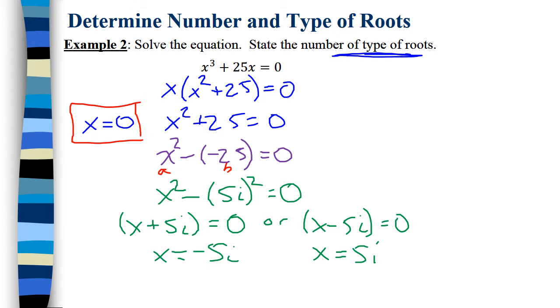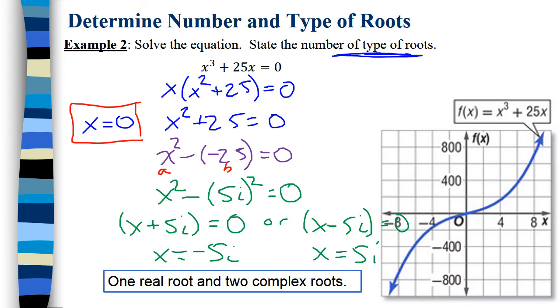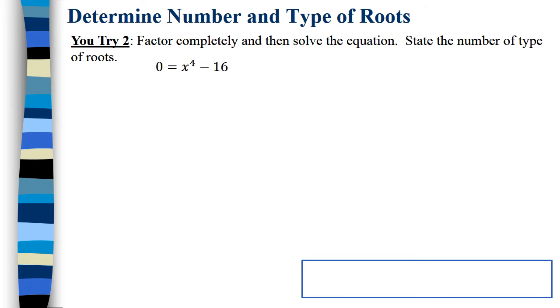So in this case, we have 3 roots. 1 is real, and 2 are complex. So we have 1 real root and 2 complex roots. Okay, go ahead and try this on your own. Pause the video. Welcome back. Okay, I'm going to show you the answer, so cover it up if you don't want to see.